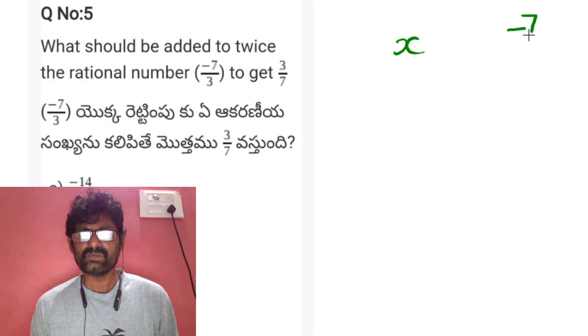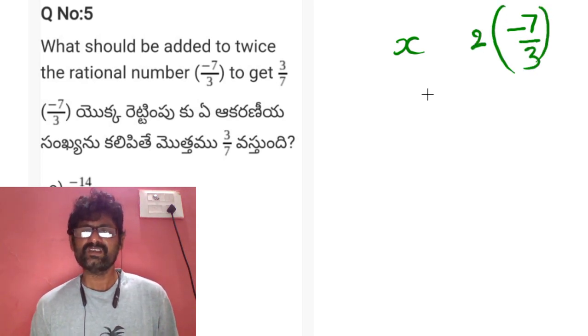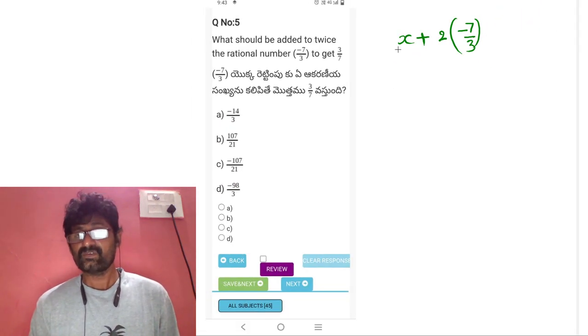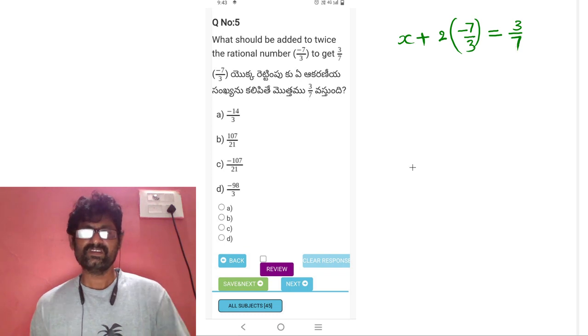So negative 7 by 3 we have, twice this one means 2 times this one. x is to be added to this one. So x plus 2 times negative 7 by 3 to get 3 by 7. That means that is equal to 3 by 7. Right. So here observe carefully.